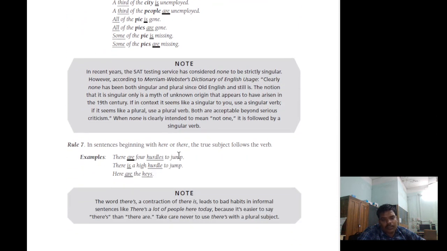Next, rule number 7. In sentences beginning with here or there, the true subject follows the verb. There are four hurdles to jump. There is a high hurdle to jump. Here are the keys.